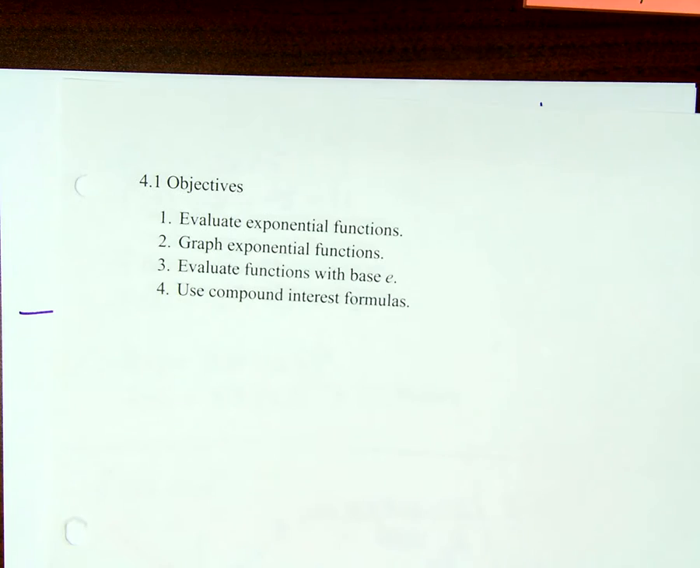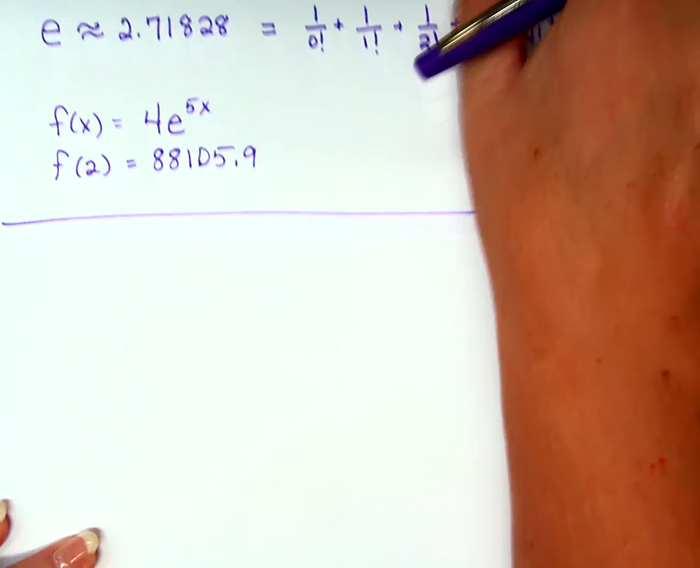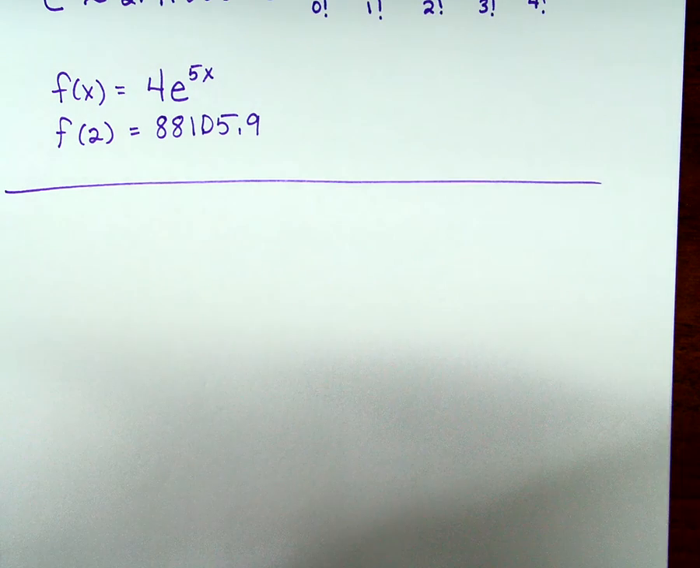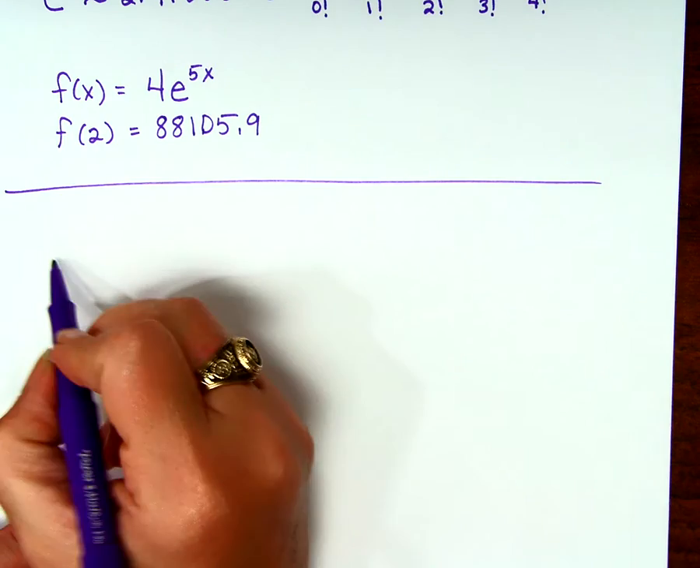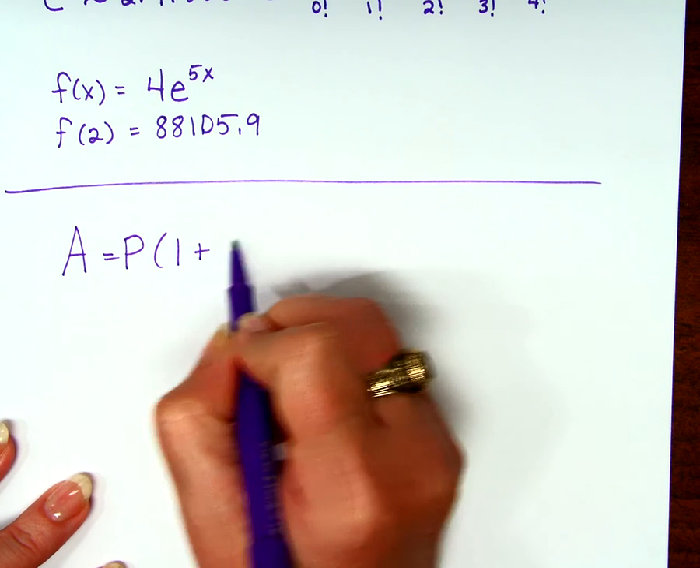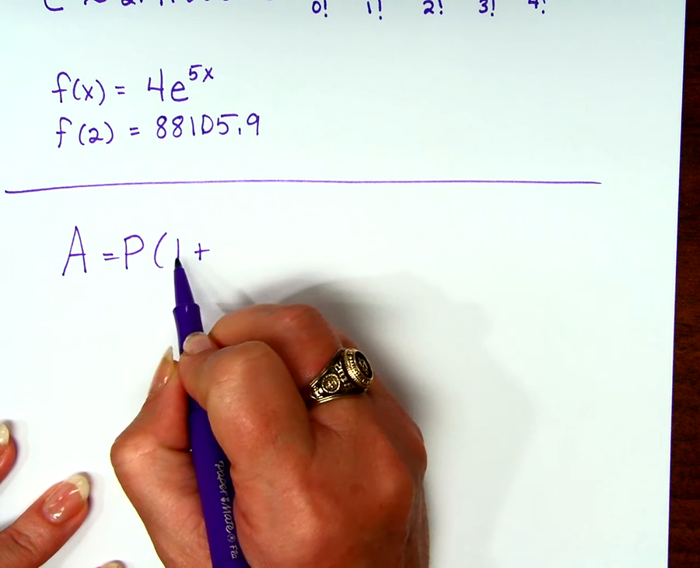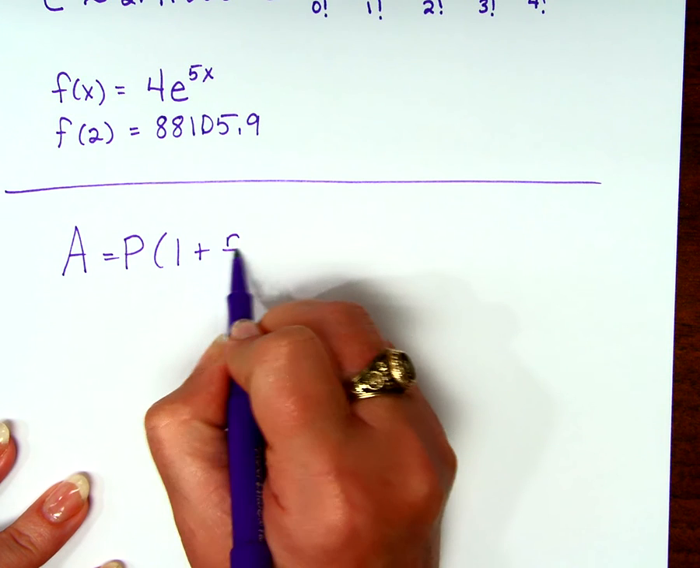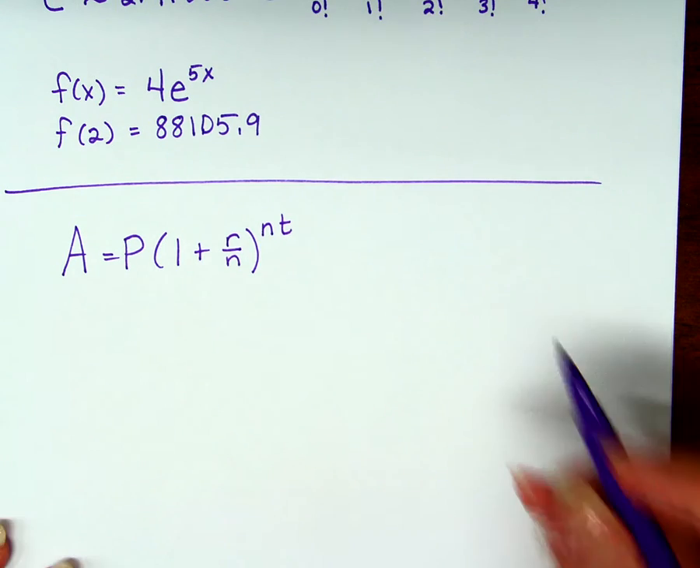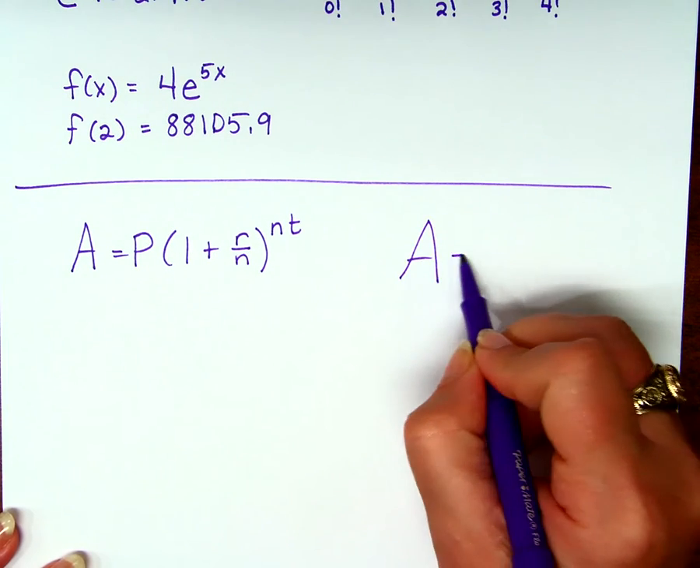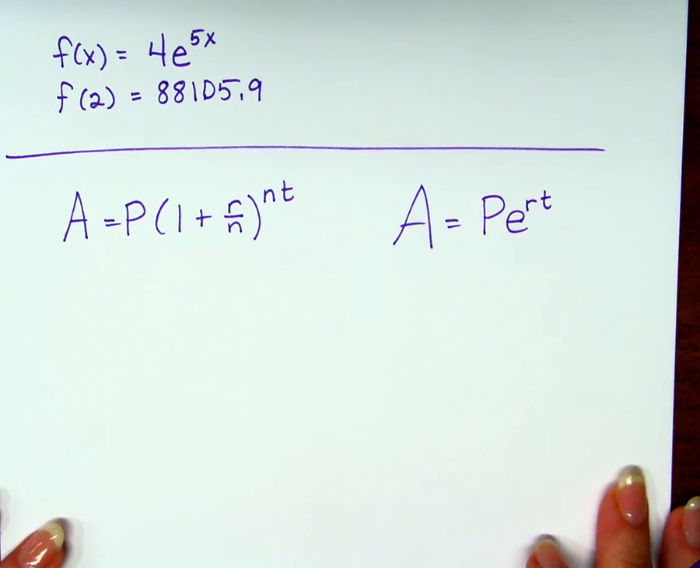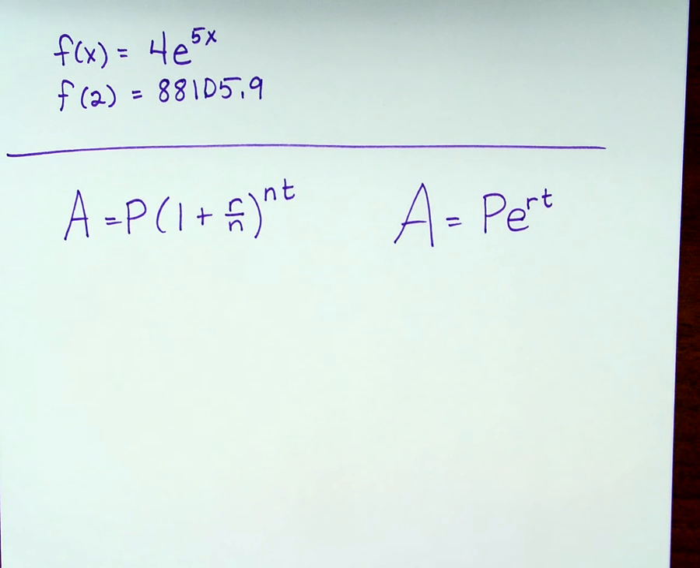Okay, compound interest formulas. There's 2 compound interest formulas that I need you to know. A equals P times 1 plus R over N to the nt power. That's the first one. That's the second one.